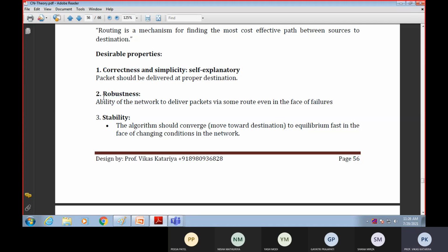Second is robustness. Robustness means the ability of the network to deliver packets via some routes, even in the case of failures. It may be possible that there is a lot of noise and many obstacles in the network, but the routing algorithm should choose a different path and the packet should reach from source to destination. This is called robustness: in case of failure, the packet should still reach the destination machine.